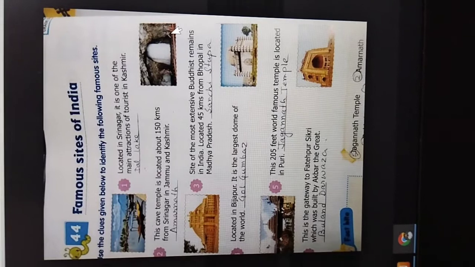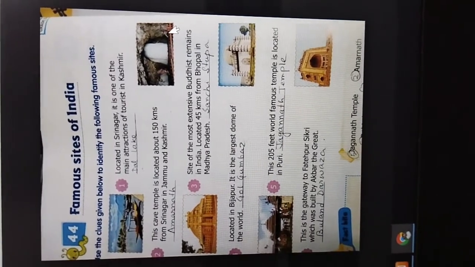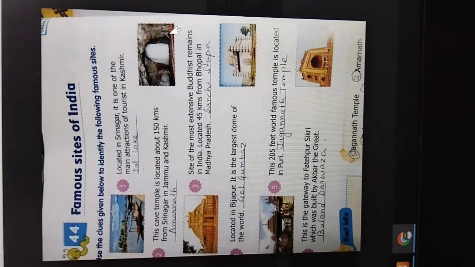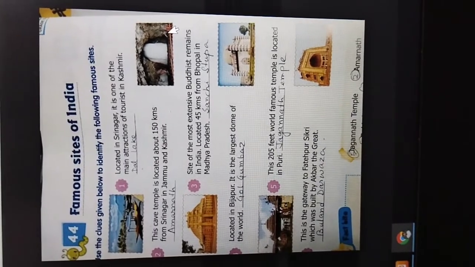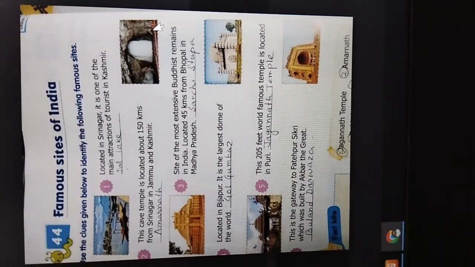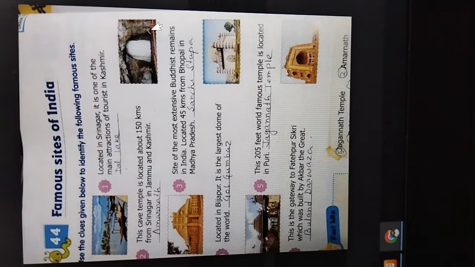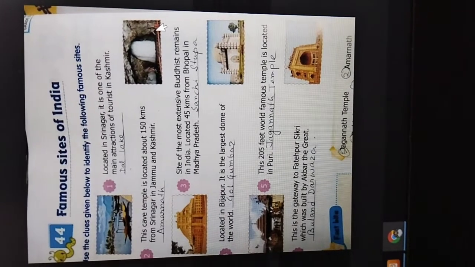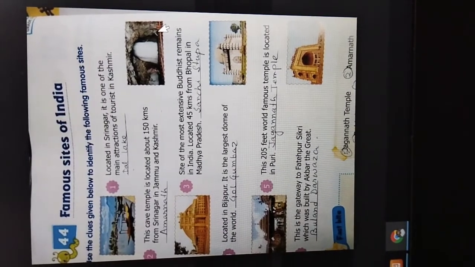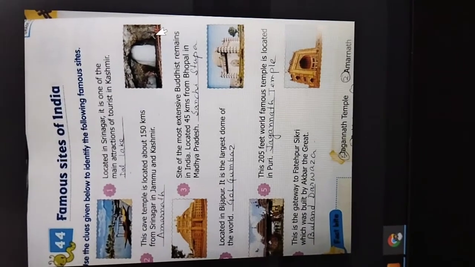Okay, number five, this 205 feet tall famous temple is located in Puri. The answer is Jagannath Temple. And the last one, this is the gateway of Fatehpur Sikri, which was built by Akbar the Great. The answer is Buland Darwaza. Okay, so students, please learn all the answers.